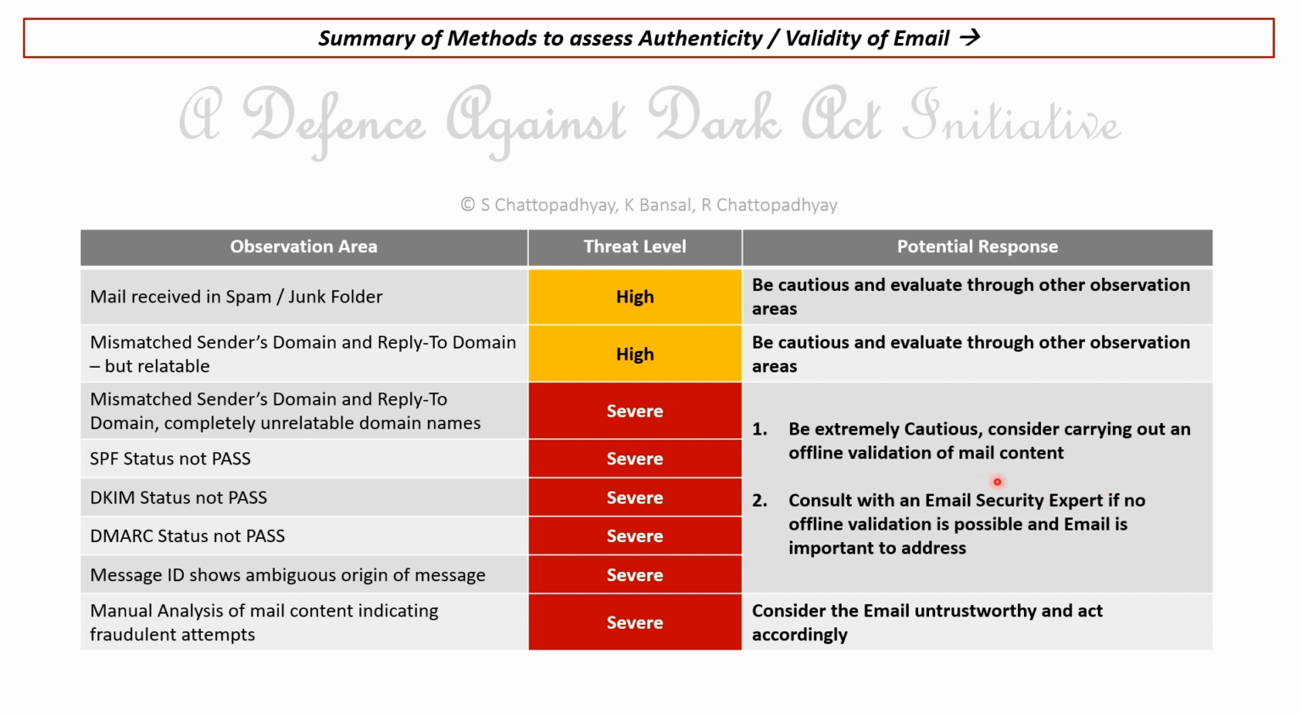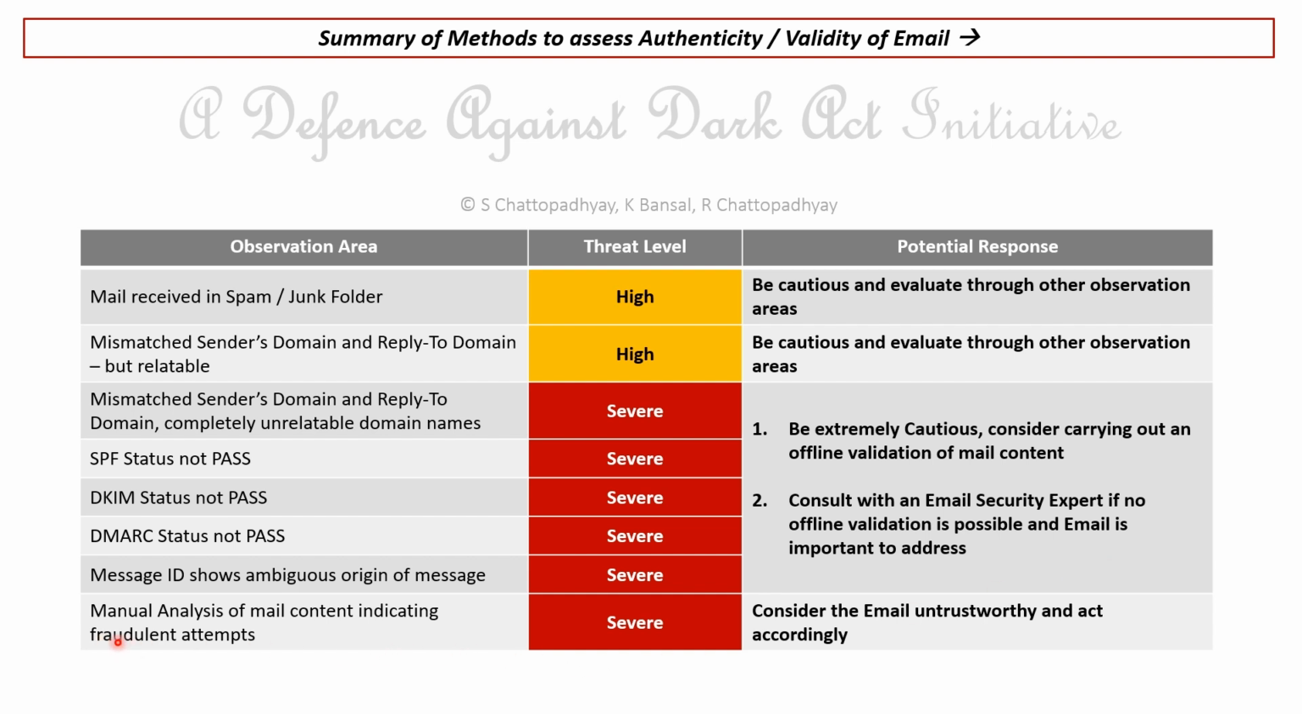If you know the sender, you might try to reach out offline by calling them or using another means. If you do not know the sender, and you don't have any other way to reach the person, you might contact an email security expert who could do an offline validation, if possible, to understand if the email is really legitimate or not.